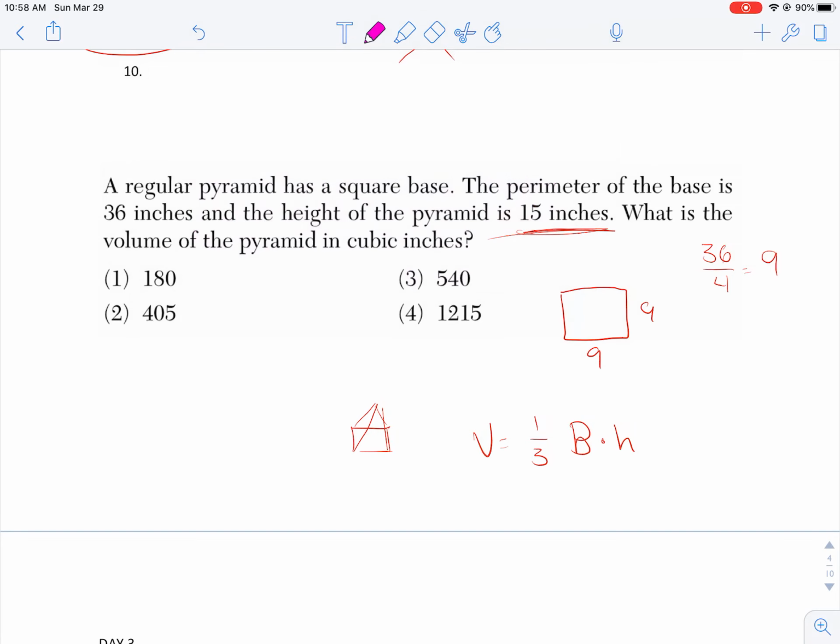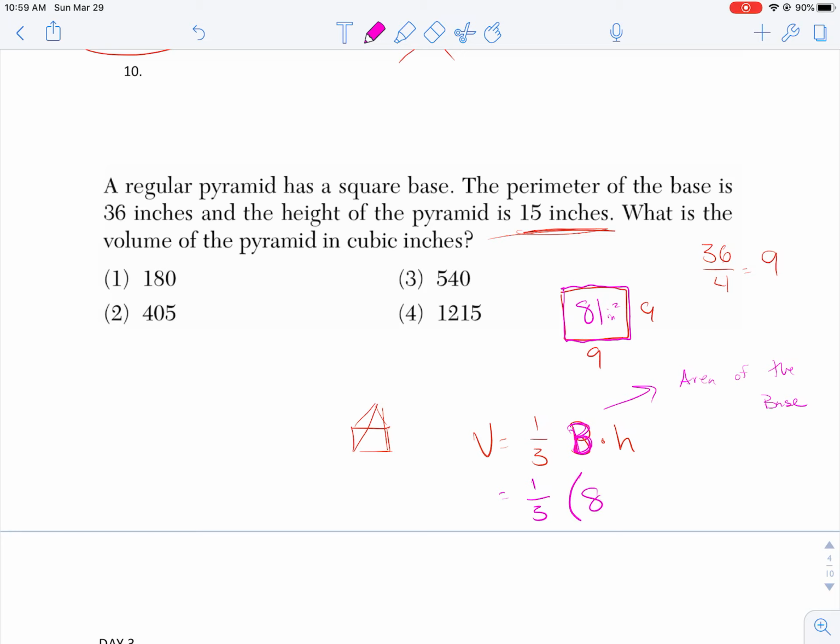Okay. In this case, our big B, if you recall, stands for the area of the base. So in order to find the area of the base, we have to look at what our base looks like. In this case, our base is a square. And how do you find the area of a square? Well, it's base times height. So the area of this square is just 81 inches squared.